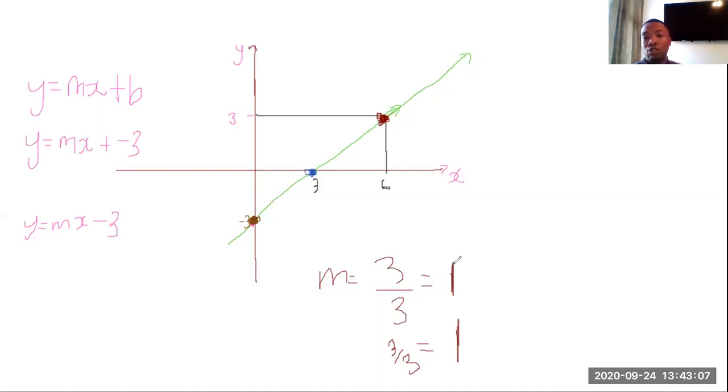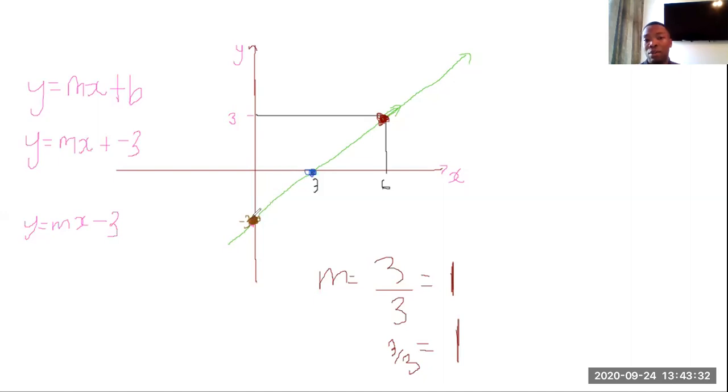I'm just checking several points. All right. I'm just checking from brown to blue, from blue to red. I don't have to check several points because I know it's a straight line and I know it's going to be consistent. It's always going to be 1 on this line. No matter what point from what point I go to, it's always going to be 1 because it's a linear line. And m is the constant.